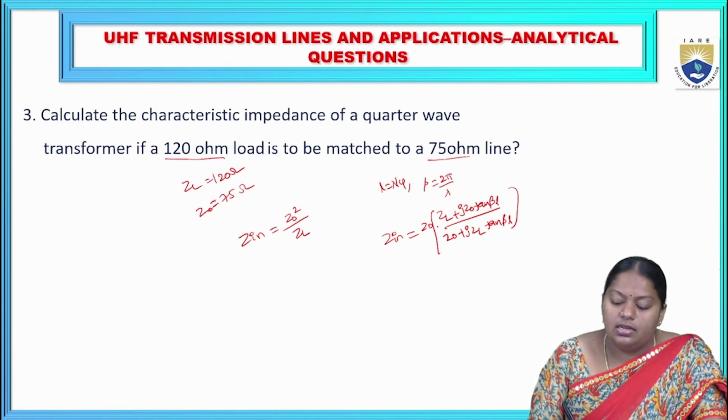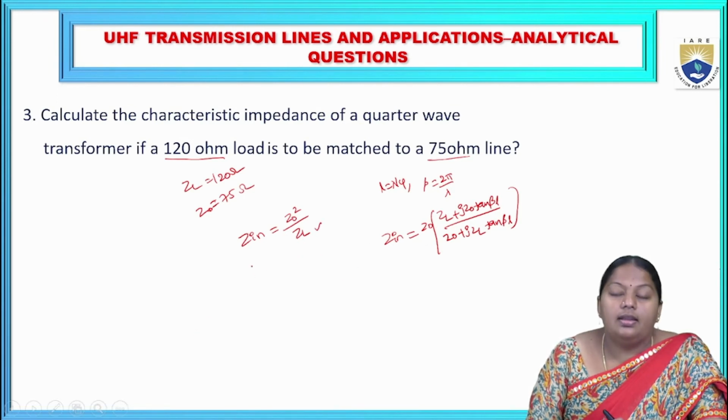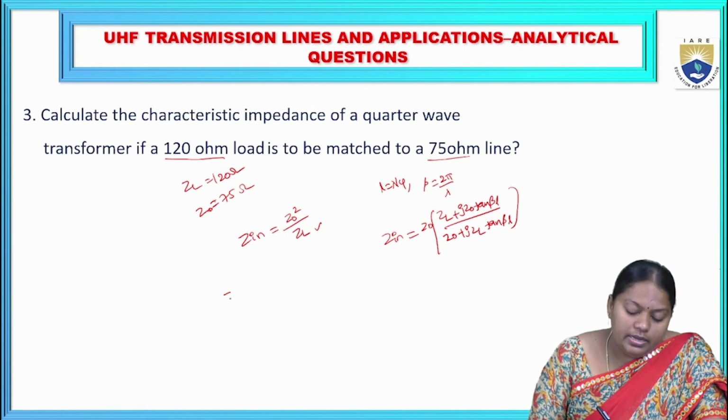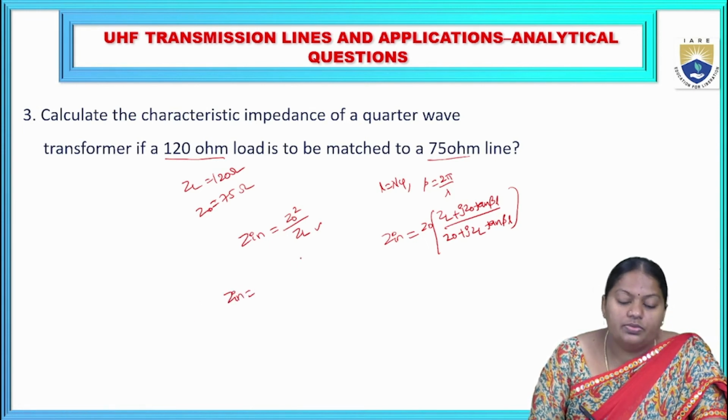Then that is the case. Z0 into Z0 needs to be multiplied, and in the denominator we are just left with the ZL value. So Zin is equal to, or the characteristic impedance of the quarter wave transformer can be obtained using the formula Zin is equal to Z0 squared by ZL.